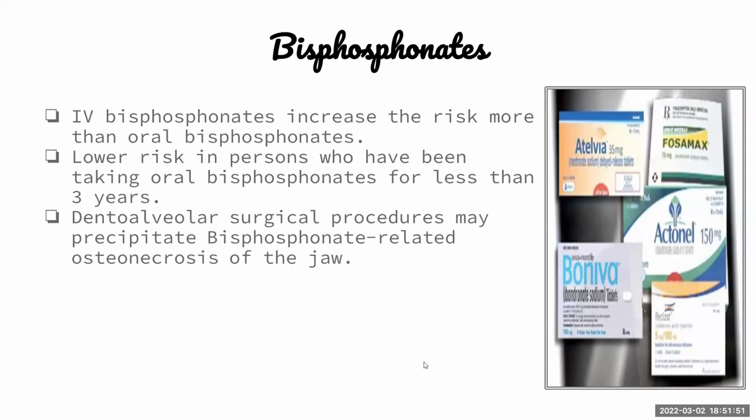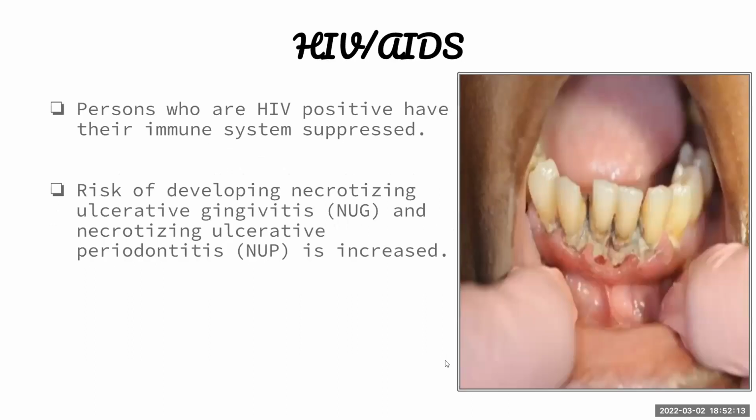Dentoalveolar surgical procedures may precipitate this bisphosphonate-related osteonecrosis of the jaw. We are doing hygiene. We're not working on the bone. We're not extracting a tooth. We're not doing a crown prep. We're not doing implants, those type of things, or periodontal surgery. So hygiene is pretty safe when it comes to this. HIV and AIDS, okay, they're immune suppressed, so they are going to be more susceptible to the necrotizing diseases.